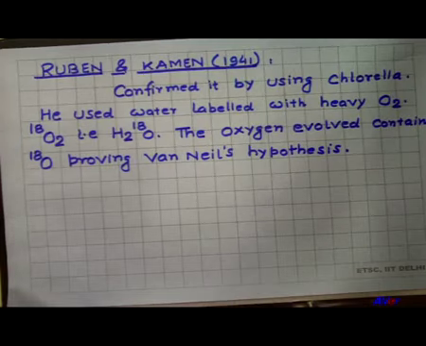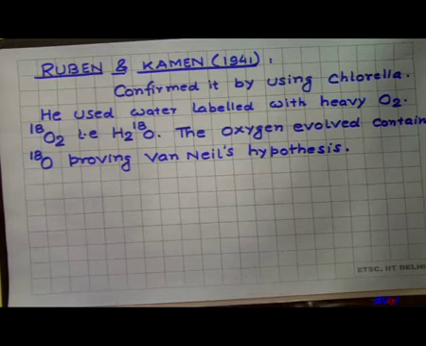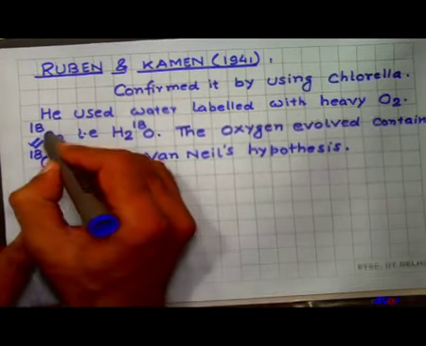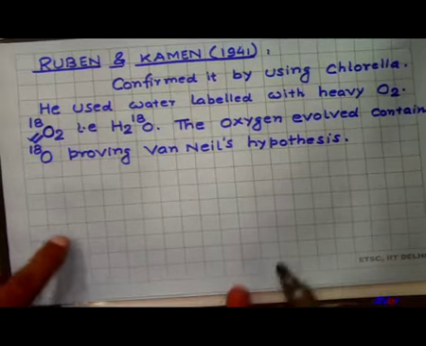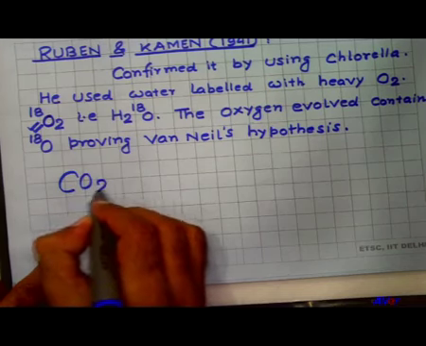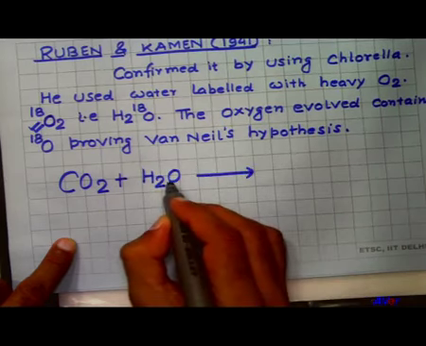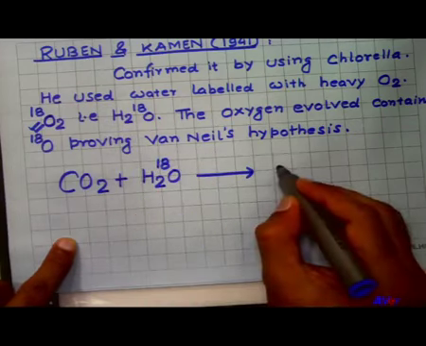There are other scientists, Ruben and Kamen. In 1941, they confirmed that oxygen is released not from the carbon dioxide, only from the water. They used an isotopic study. They used heavy oxygen, that is oxygen 18. The oxygen is evolved and proved von Nil's experiment. In this reaction we have written here, carbon dioxide and water are used. Here the oxygen used by Ruben and Kamen is heavy, that is 18.